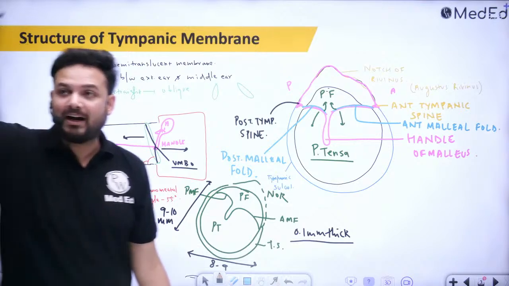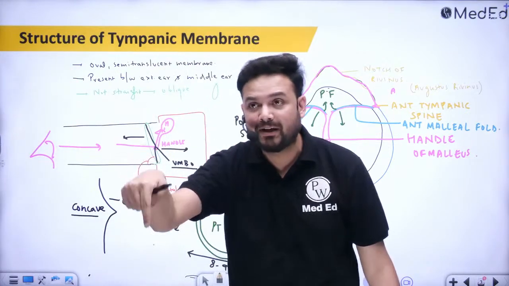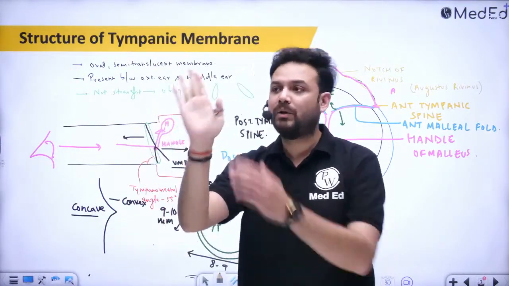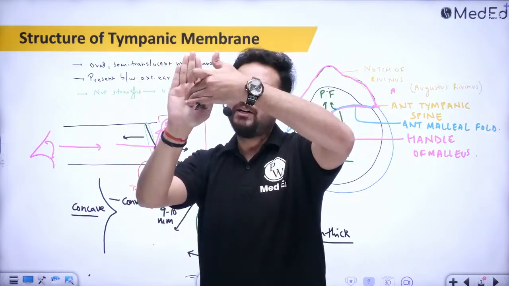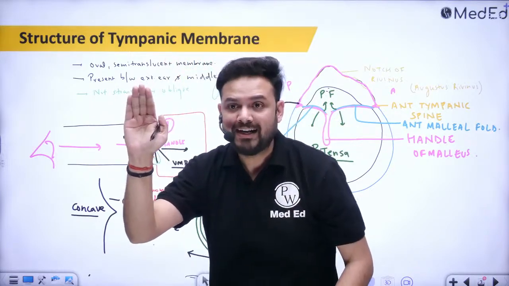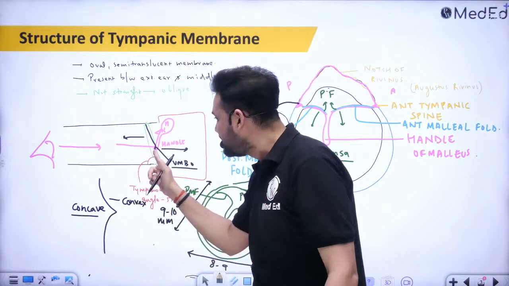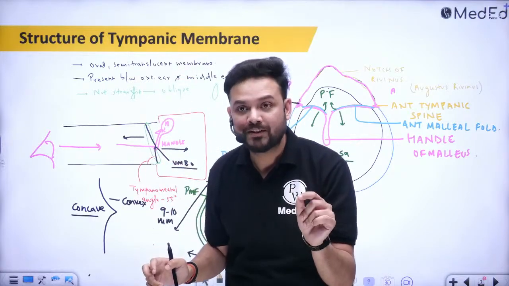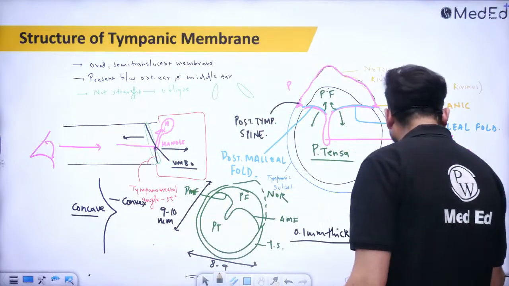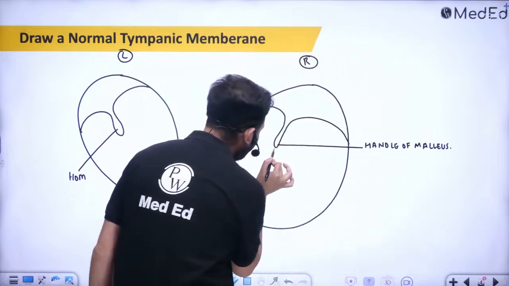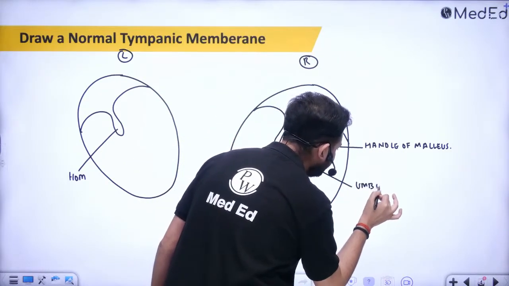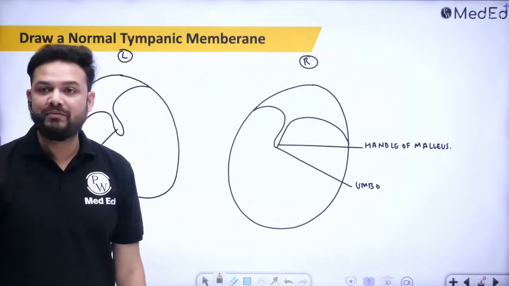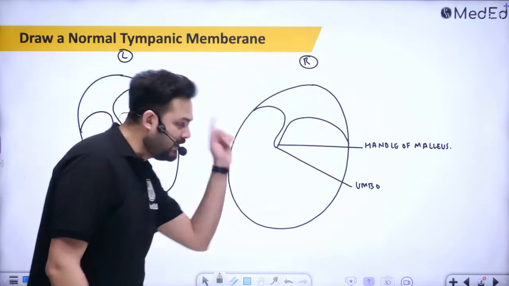Yani ki jahan pe handle of malleus attaches on the tympanic membrane, that portion will create a bump in the lateral wall. It will kind of create a concavity. Right? And this concavity or this bump is called as umbo. So where is the umbo here? This point where my handle of malleus is attaching, is point ko we will call it umbo. The center point where my handle of malleus is attaching. Ise hum log bolenge umbo.